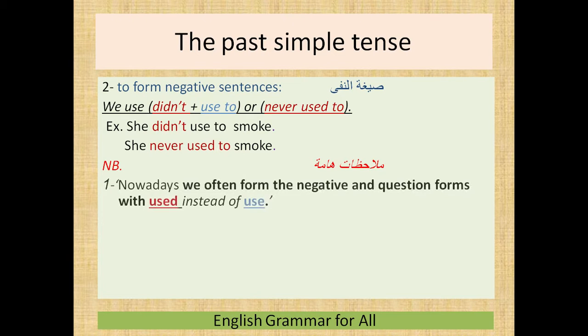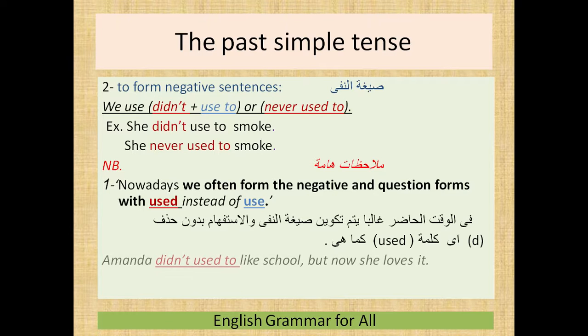But we have to note here something very important. Nowadays, we often form the negative and question forms with used to instead of use, meaning that we don't delete the D from used to. So another example for this would be like this: Amanda didn't used to like school, but now she loves it.